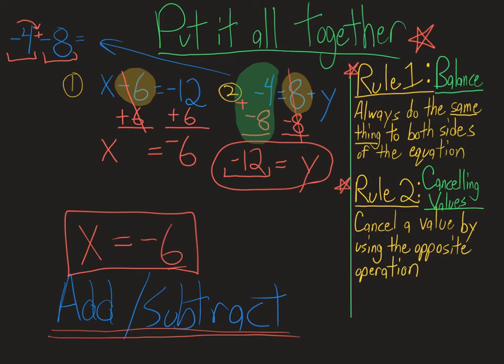Okay, and we followed our two rules. We always use the opposite operation to cancel it, and then make sure to do it on both sides so the equation stays balanced, and then we can see what the variable equals. No, let's get you some practice right now because I've been talking way too much.